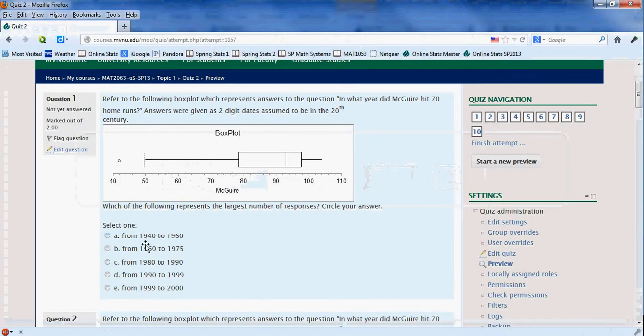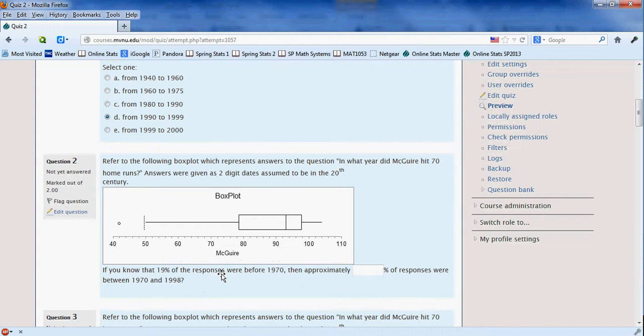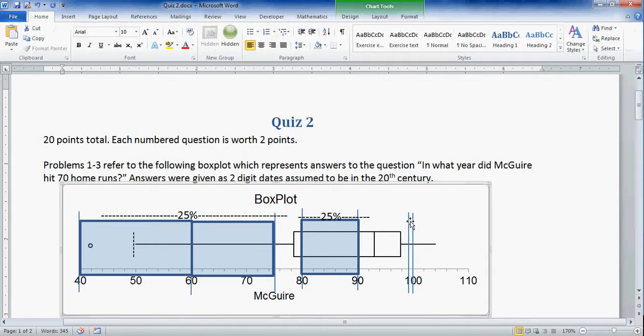So to recap, the correct answer here is this 90 to 99, that biggest percentage, more than 25%. Next, it says refer to the following box plot. In which year did McGuire hit, and so on. If you know 19% of the responses were before 1970, then what percent were between 70 and 98? Let's go ahead and do this on here again. I'm going to delete some of this because we don't need it.